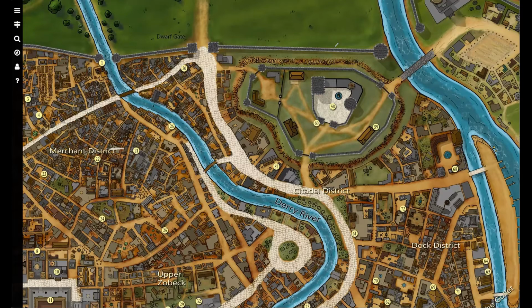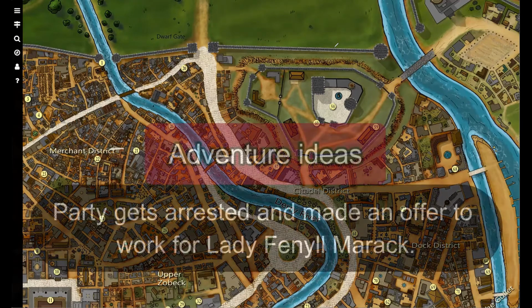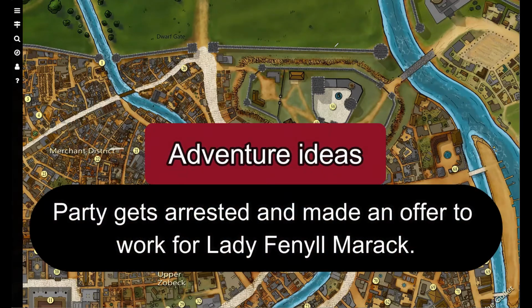So in the Citadel District, what I can think of as possible plot hooks is the party gets up to no good, gets inebriated, starts a fight, and gets arrested. And Lady Fennel offers them a bargain. You need to go do X at Y place, which could be locate a MacGuffin or follow some people and get some information, or maybe go to a nearby village and assassinate someone or bring someone back or find some spies or do something like that. That's an idea for the Citadel District.